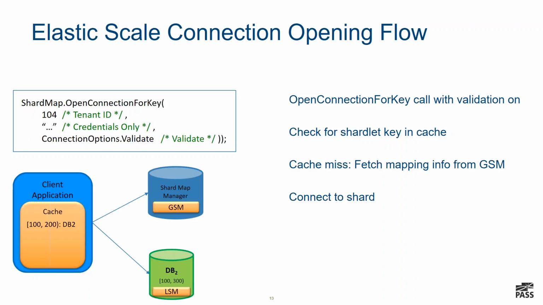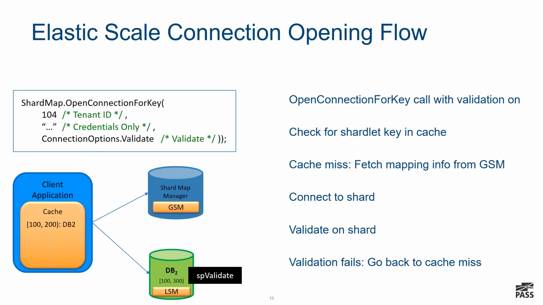However, there can be a scenario where by the time you fetch that information from the Shard Map Manager and you make the connection, there can be some changes, in case you are making too many changes in your application. If that happens, then we make a stored procedure call, which is SP validate, that validates whether the cache information that I have is still valid or not. And if it is valid, it's fine. If it is not valid, if the validation fails, then the connection will fail. Otherwise, the connection will go through. And you can define that using this option, which is called validate option here. So you have an option to turn it on or turn it off.